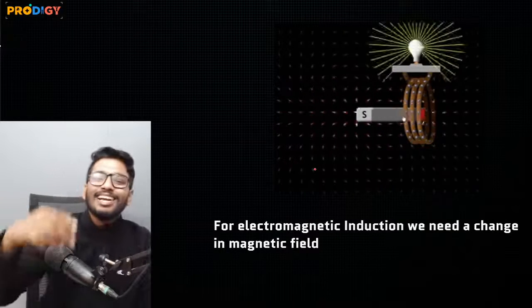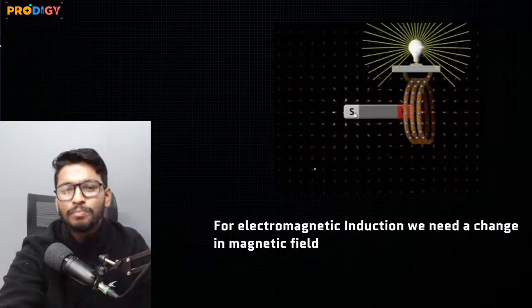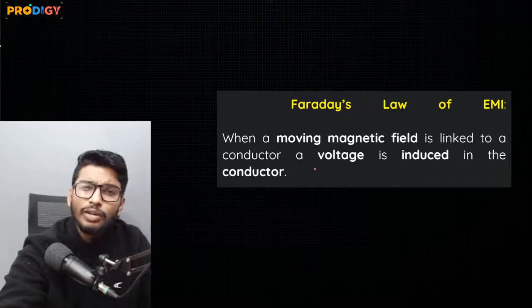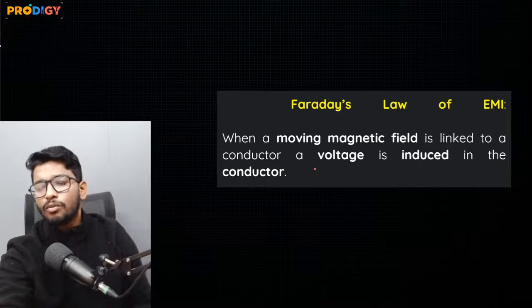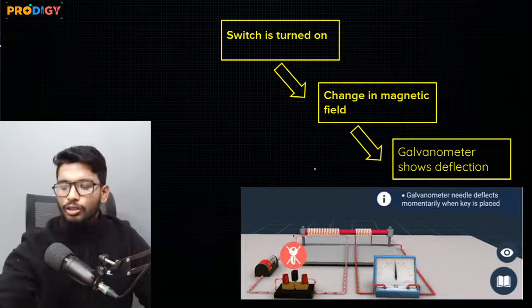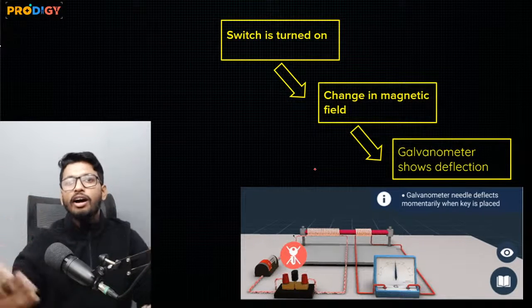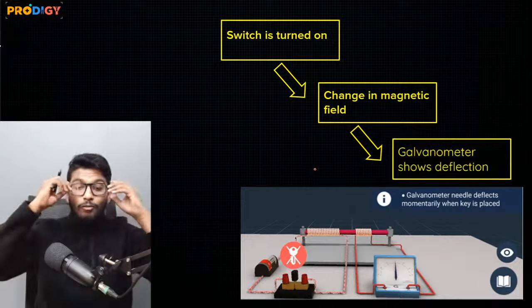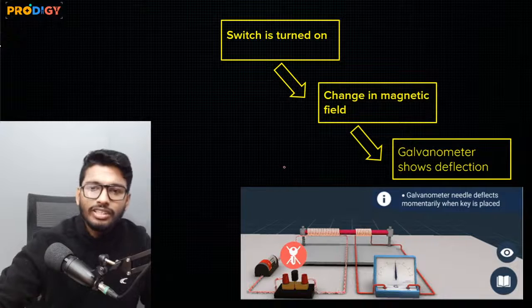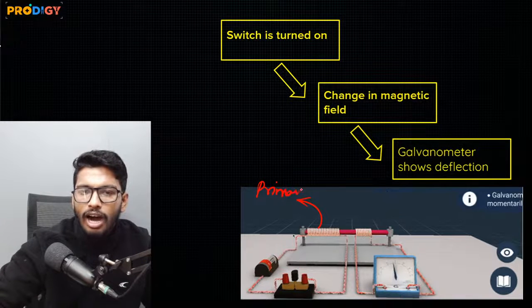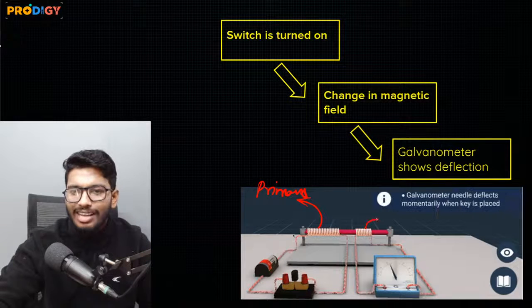Now talking about electromagnetic induction, like I told you before, this is called EMI. You need a moving magnetic field, only then is a voltage induced, and because of that induced voltage, current flows through the conductor. Your whole concept of transformers also works on this very same principle. Here you have a primary coil, which has more turns, and a secondary coil, which has fewer turns.